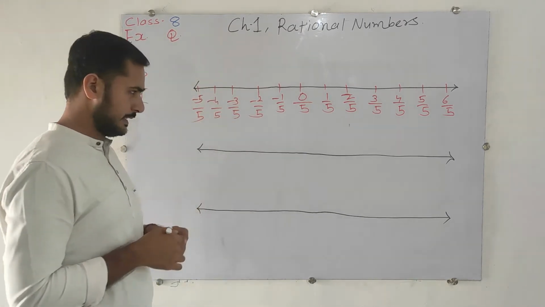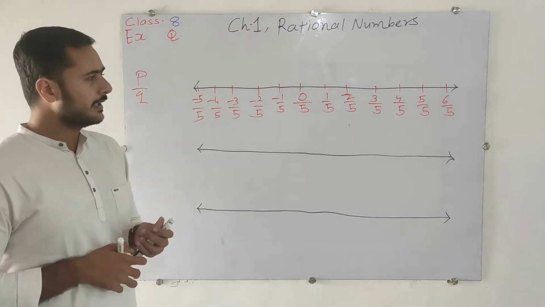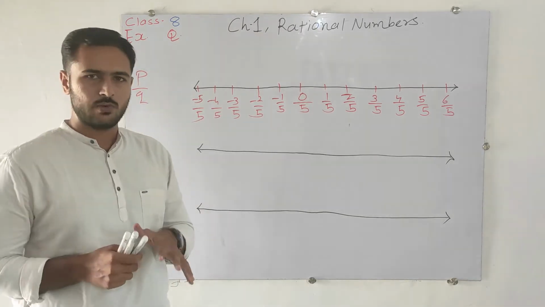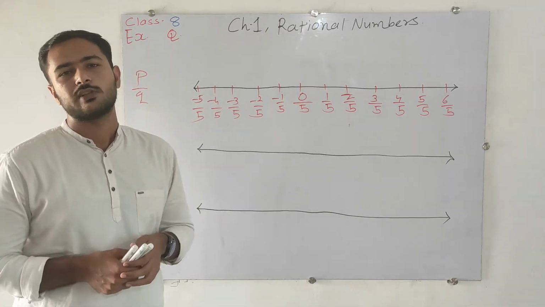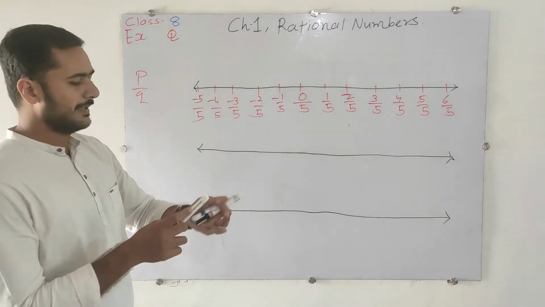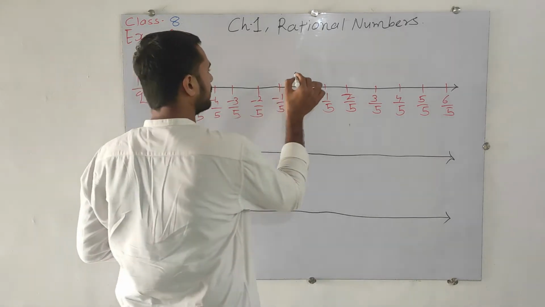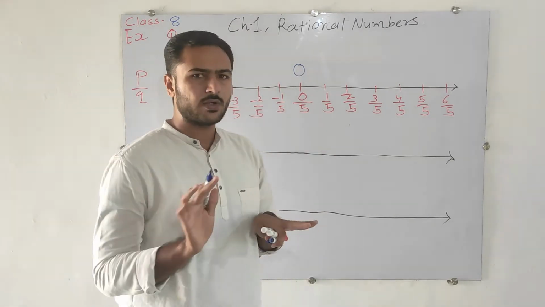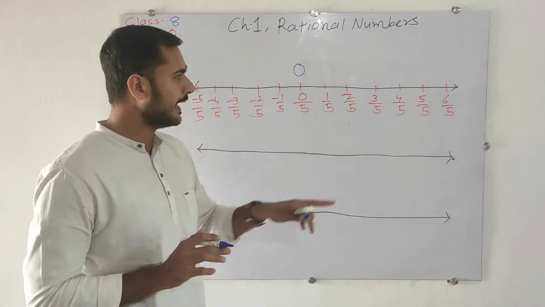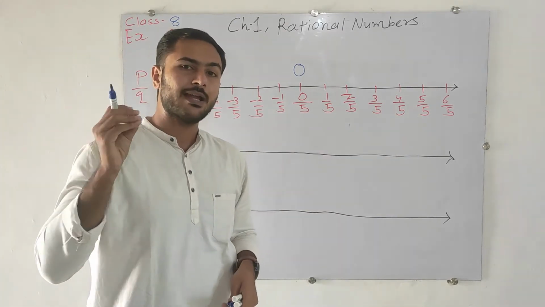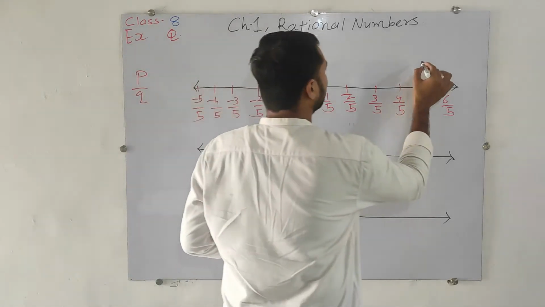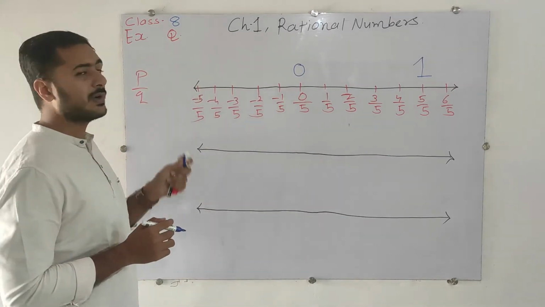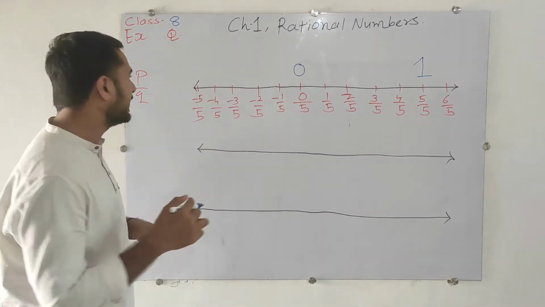Now let me tell you one very interesting thing: here we can identify that all are rational numbers, but in between there are some whole numbers or integers also. How? See, 0 by 5 can be written as 0 only because 0 divided by 5 is 0. 1 by 5, 2 by 5, 3 by 5 and 4 by 5 remain as they are. But 5 upon 5, a number divided by itself, is always 1, so here we have 1. As well as here, minus 5 divided by 5 will be minus 1.